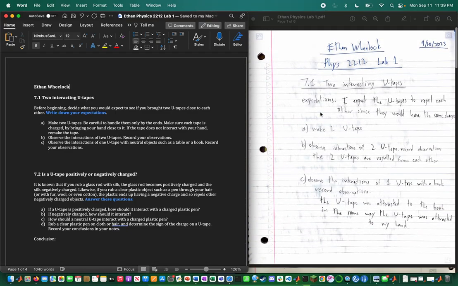For Physics 2212 Lab 1, this is about two interacting U-tapes. The first thing I had to do was write down my expectations for how they would react. I predicted they would repel each other since they have the same charge, and I was correct about this.